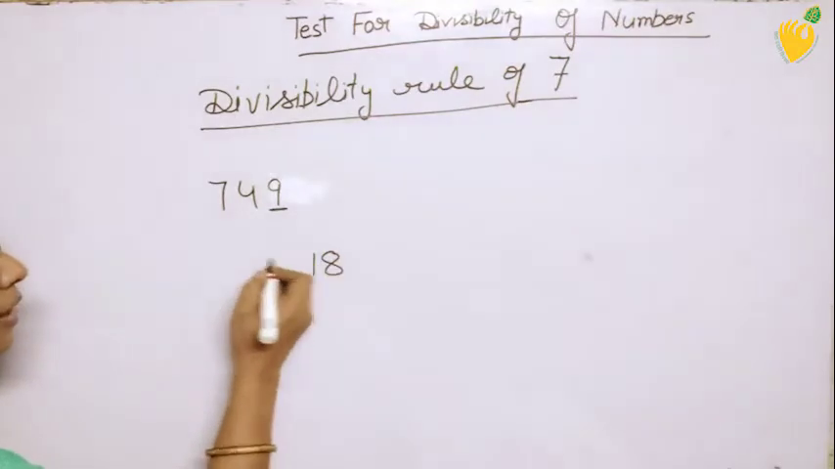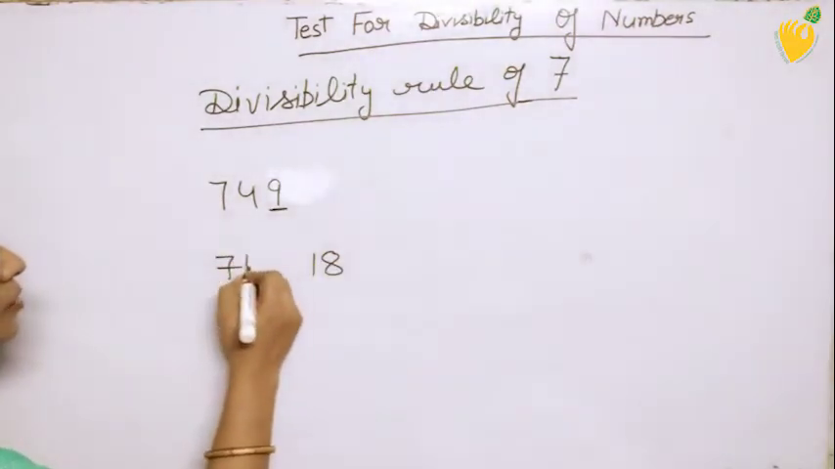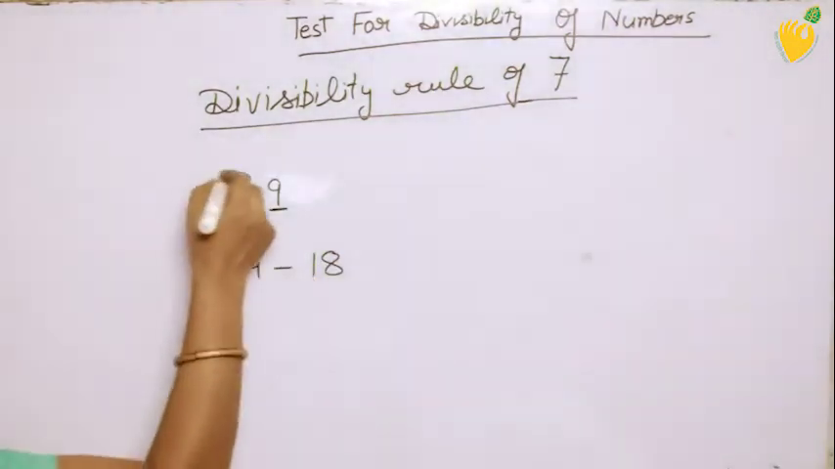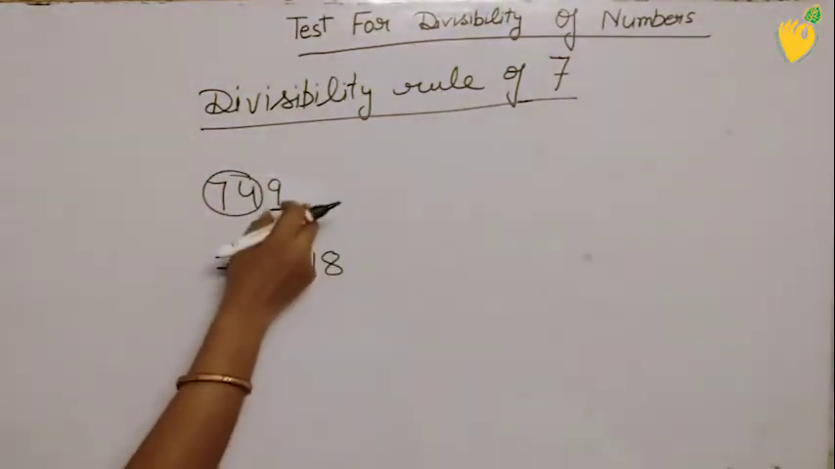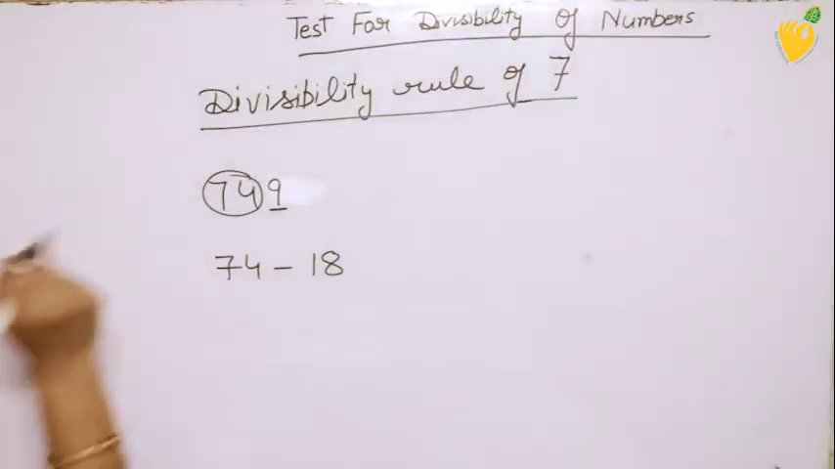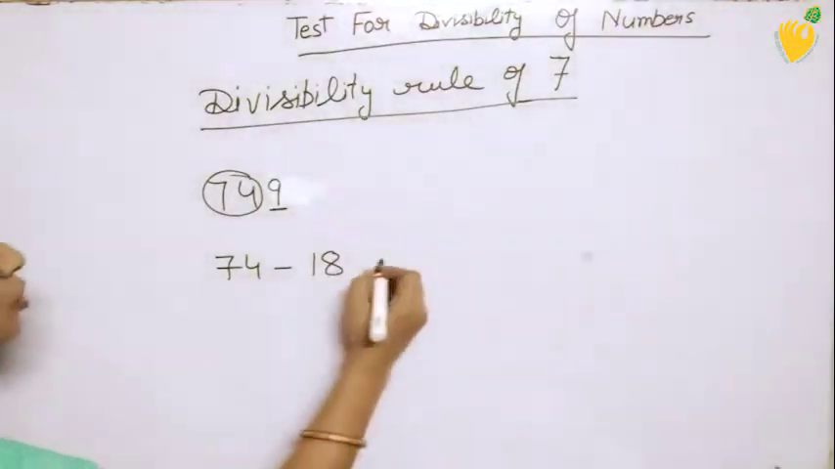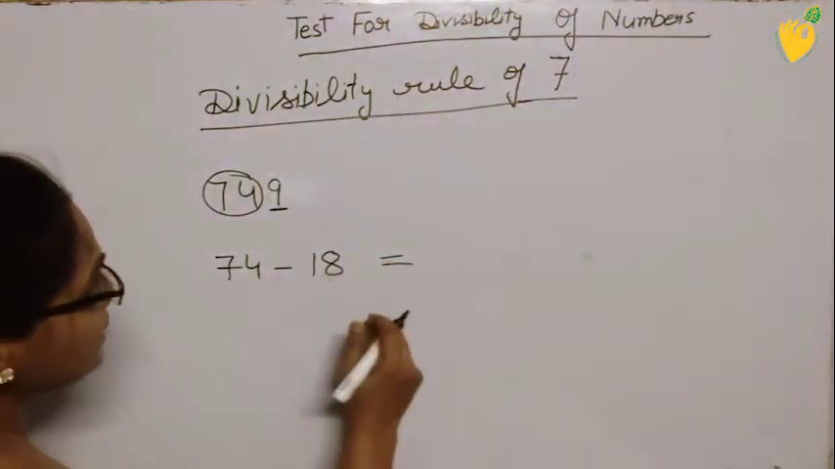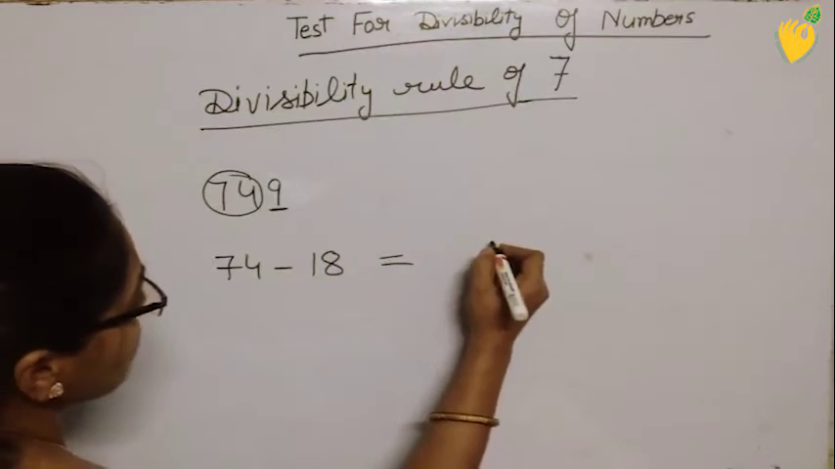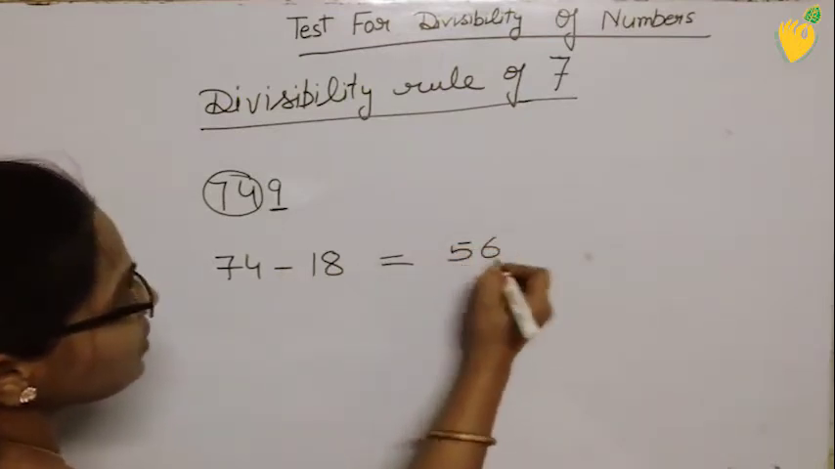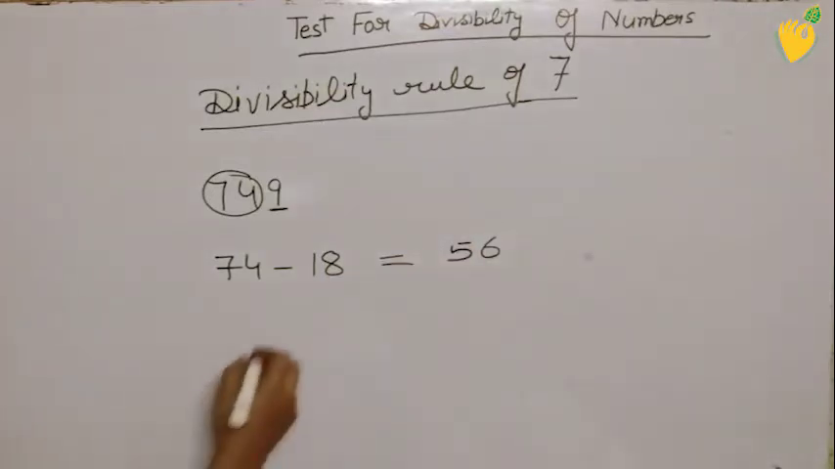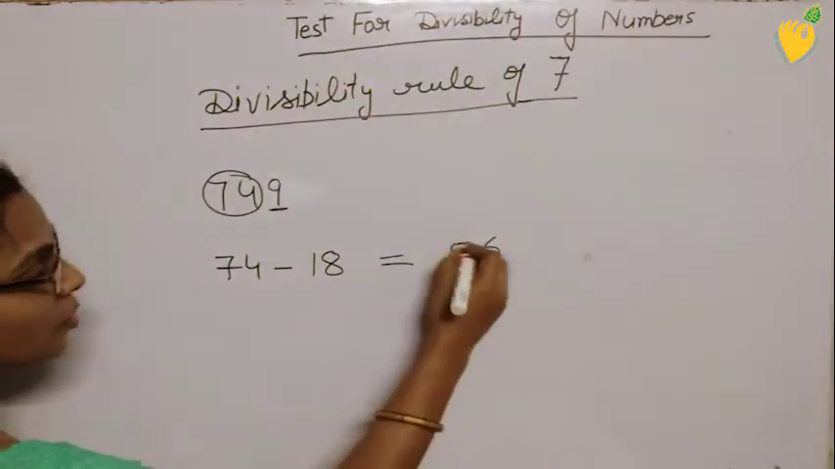And then you have to subtract the number from the rest of the number. What is the rest of the number? 74. You have to subtract the double of the unit digit number from the rest of the number. Now you will get 14 minus 8 is 6, and 6 minus 1 is 56. Now you have to check whether this number is divisible by 7 or not.